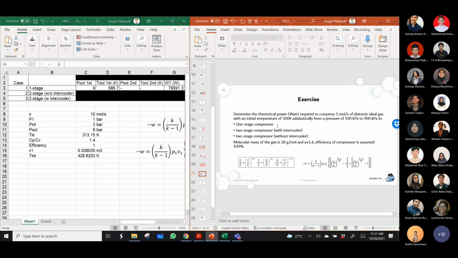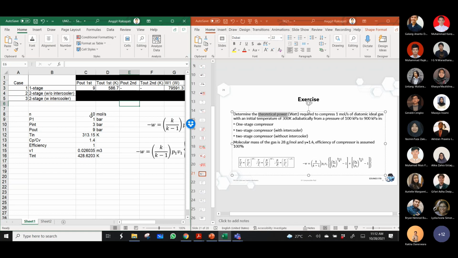Okay, so I'll give you an example of this one-stage compressor. So determine the theoretical power required to compress 1 mole per second of diatomic ideal gas with an initial temperature of 30 K adiabatically from a pressure of 1 bar to 9 bar. Okay, you have these three different approaches. So we have to compare what's the theoretical power.